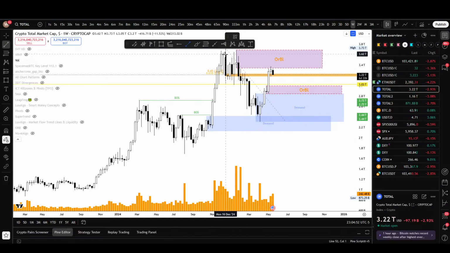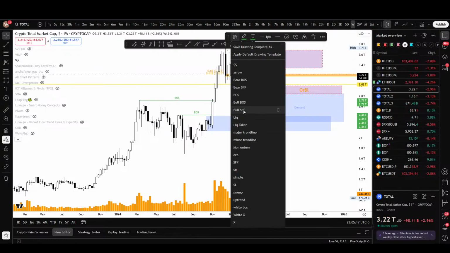The way I read structure, at least, is I keep it simple. For something to be a valid high, there has to be 2 candles pushing in the same direction. And for something to be a valid low, there has to be 2 consecutive candles pushing in the same direction. So this would be considered a valid high on the weekly, and this would be considered a valid low because we have 2 candles consecutively pushing in the same direction.